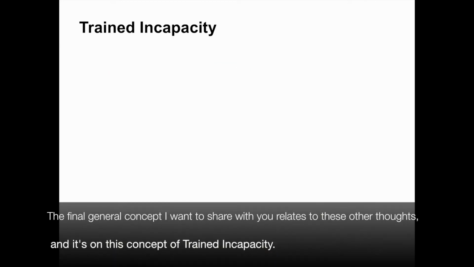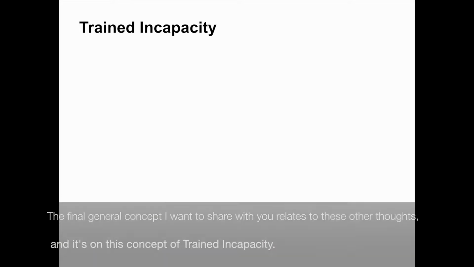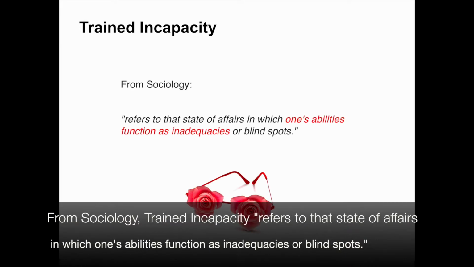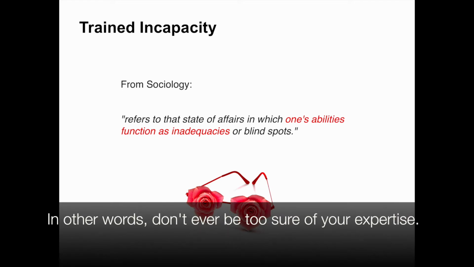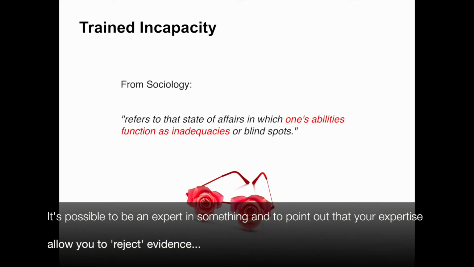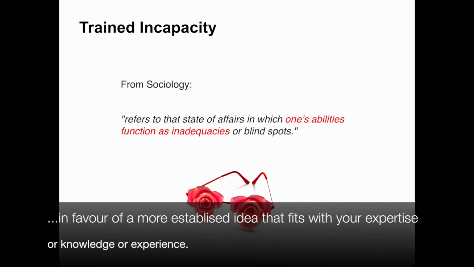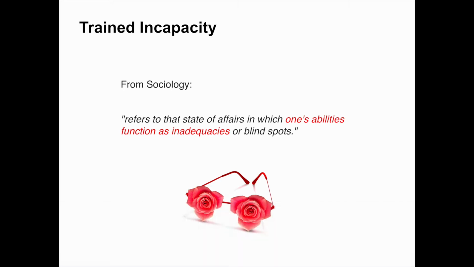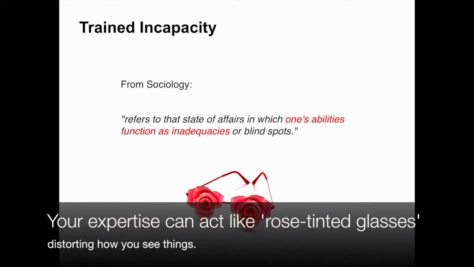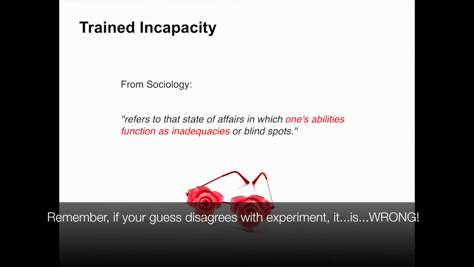The final general concept I want to share with you relates to these other thoughts, and it's on this concept of trained incapacity. From sociology, trained incapacity refers to that state of affairs in which one's abilities function as inadequacies or blind spots. In other words, don't ever be too sure of your expertise. It's possible to be an expert in something and to point out that your expertise allows you to reject evidence in favour of a more established idea that fits with your expertise or knowledge or experience. Your expertise can act like rose-tinted glasses, distorting how you see things. Remember, if your guess disagrees with the experiment, it is wrong.